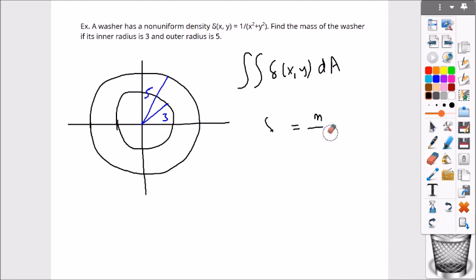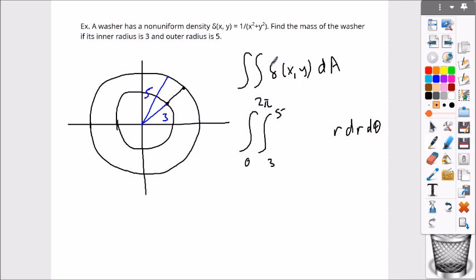So because it's a circle like this, our bounds are pretty easy. Our bounds are 0 to 2 pi for theta, because we're integrating over the entire circle. The radius is 3 to 5, since we only want to count the mass starting from 3 and ending at 5, since that's the domain of our washer. So dr r d theta is our Jacobian. And the density is 1 over x squared plus y squared. X squared plus y squared can be substituted for r squared. So 1 over r squared dr d theta.